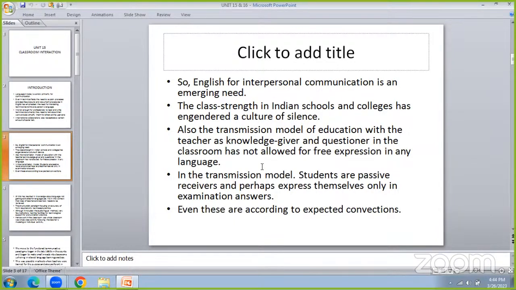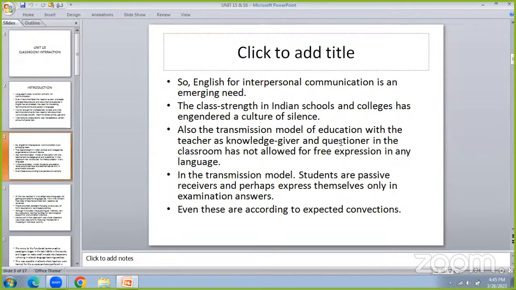Because the ratio of students to teacher is exorbitantly different, I mean, not reasonably proportionate, right? So that's the reason why it is engendered with silence, a culture of silence.